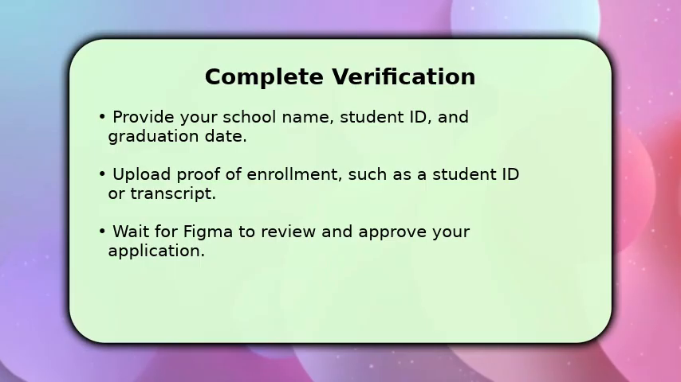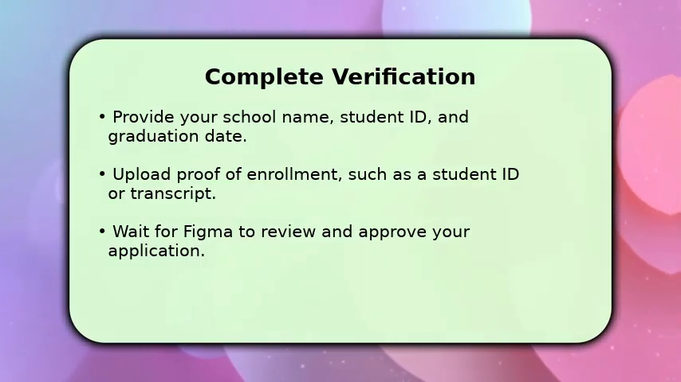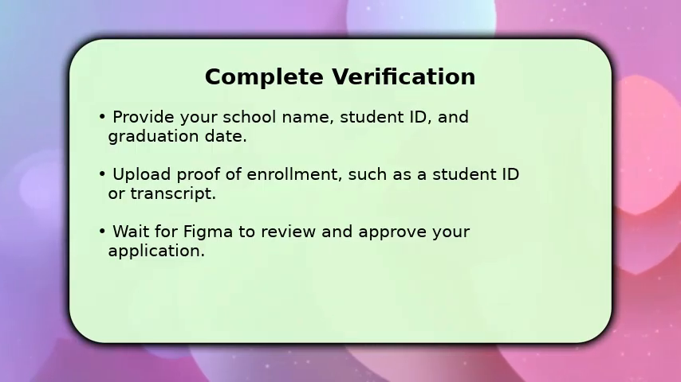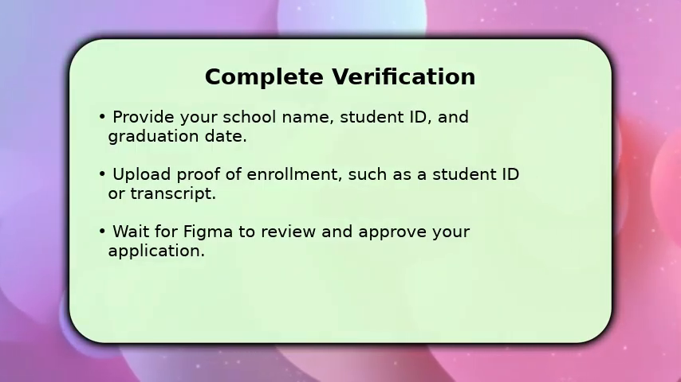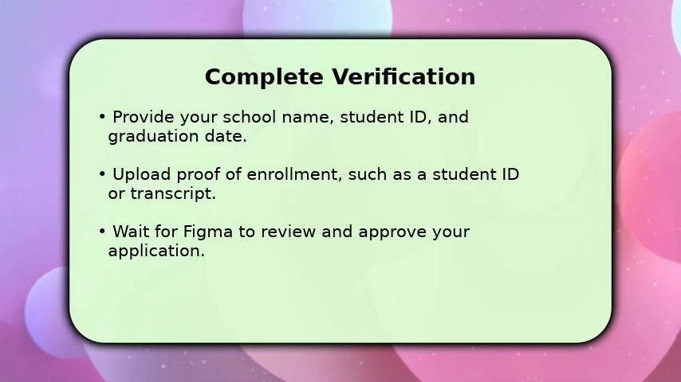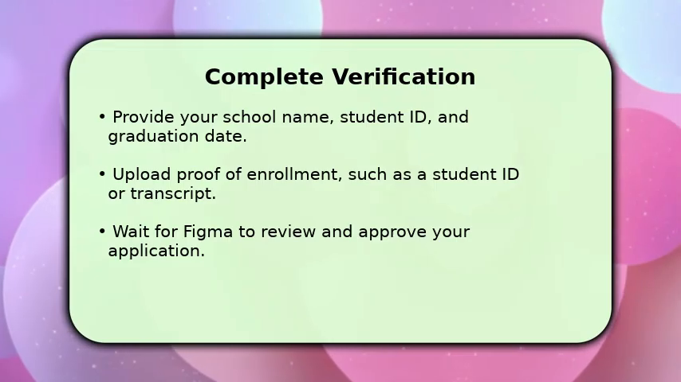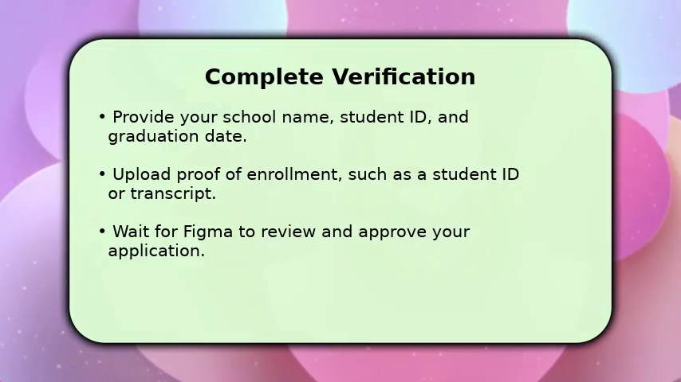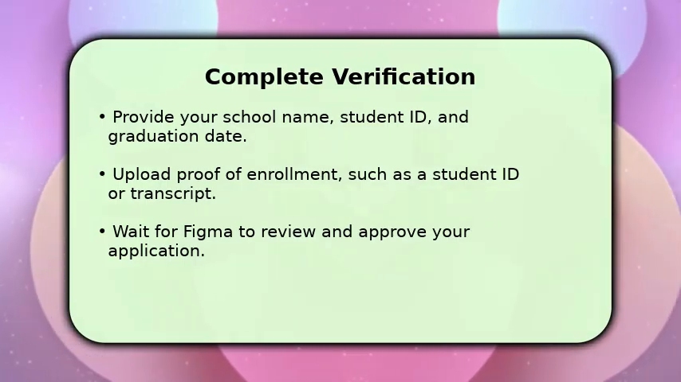Next, you'll complete the verification form. This involves providing essential details like your school's name, your student identification number, and your anticipated graduation date. You will also need to upload clear proof of enrollment, such as a photo of your student ID card or an official transcript. After submitting, Figma will review your application, which usually takes a few business days.